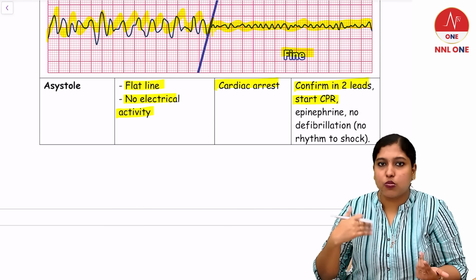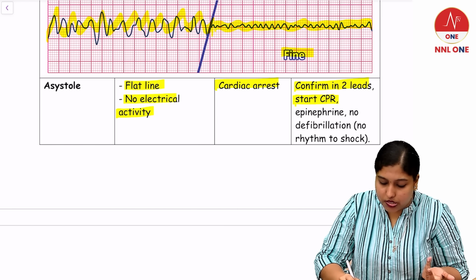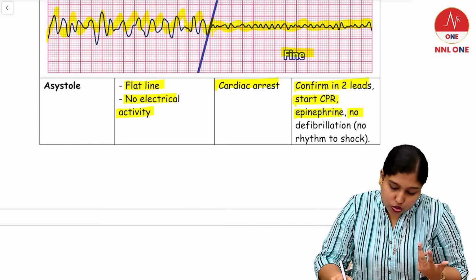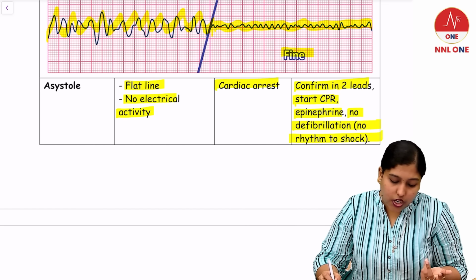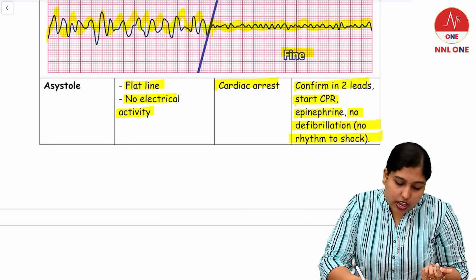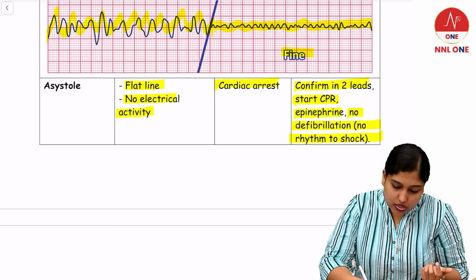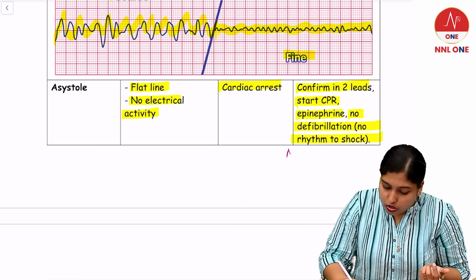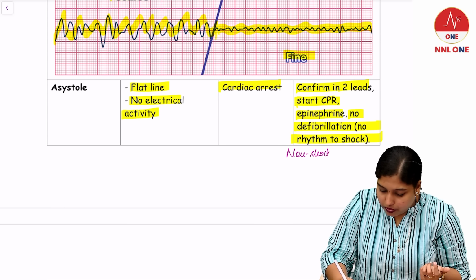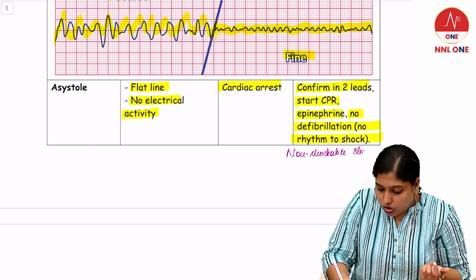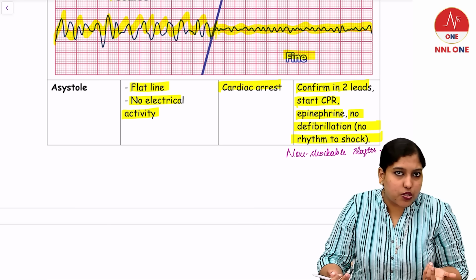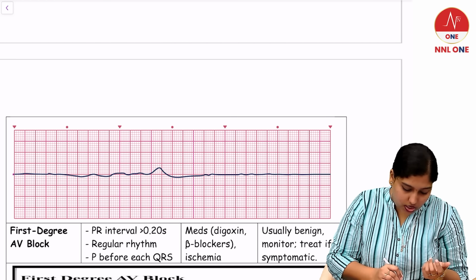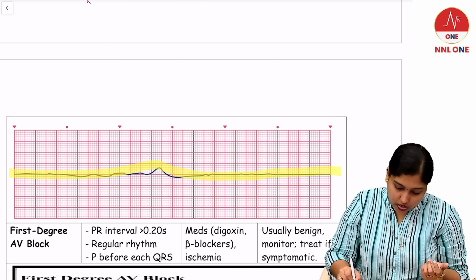Then you have to start CPR, cardiopulmonary resuscitation. Then we give the life-saving drug epinephrine. In asystole, you should not give a defibrillator. Asystole and pulseless electrical activity are non-shockable rhythms. Now, these basic questions are not asked; they are asking advanced questions, so you have to train yourself most advancedly. This is asystole, the asystole pattern which you can see.